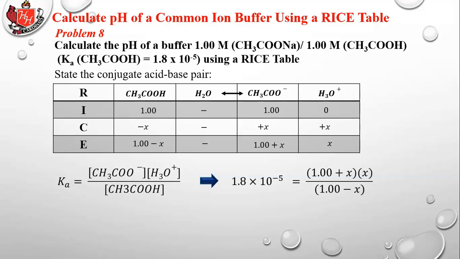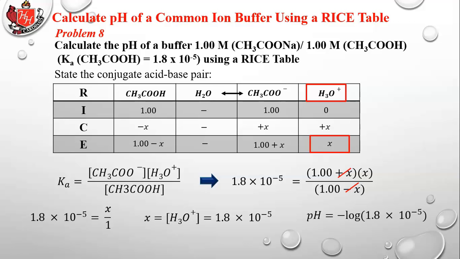Those X's, the plus X and the minus X, are going to be eliminated because they're very small compared to 1. So there you go, simplifying assumption. What you simply end up with is X on the top and 1 on the bottom, and that's going to equal the Ka, which is 1.8 times 10 to the negative 5th. The hydronium ion concentration at equilibrium is X, so X equals 1.8 times 10 to the negative 5th. You take the negative log of that, and the pH equals 4.75.